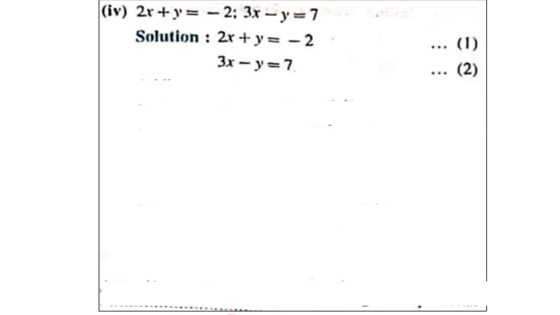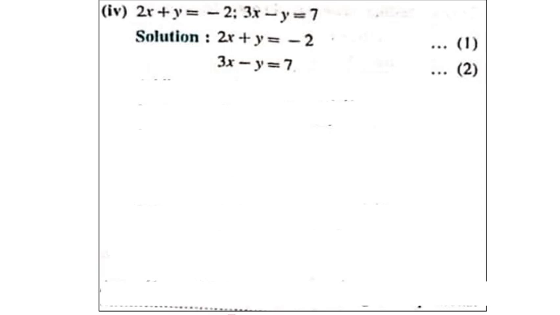Now let's move on to question number 2. Sub-questions 1, 2 and 3, the first three sums, I've given you all as homework. So now we're going to begin with sub-question number 4. 2x plus y is equal to minus 2. 3x minus y is equal to 7. Solution: 2x plus y is equal to minus 2, 3x minus y is equal to 7. That is equation 1 and 2.